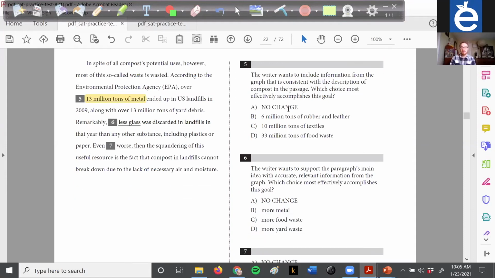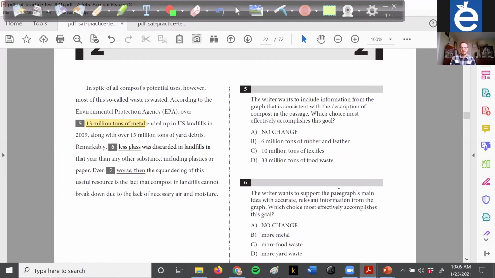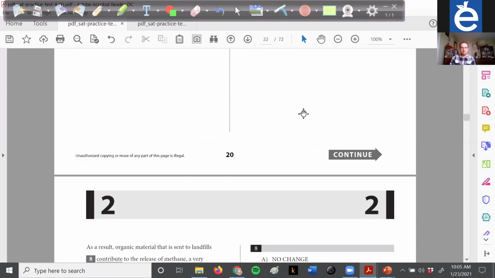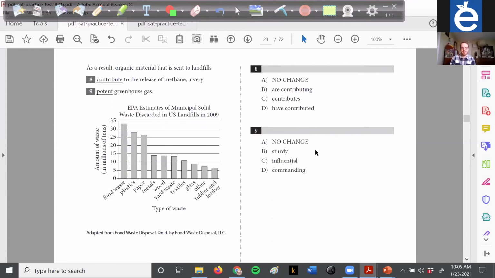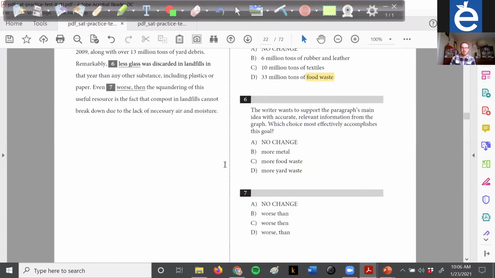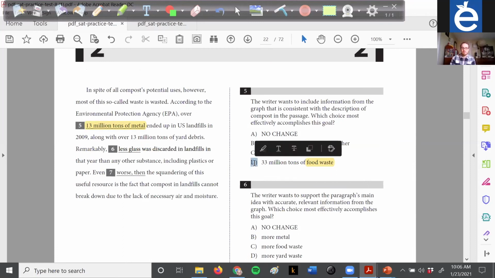Well, even without looking at the graph, our instinct is going to say food waste, right? But let's look at it just to know what it is we're talking about. Food waste is right here. And is it 33 million tons? Actual amount of waste in millions of tons. Lo and behold, right there, right between 30 and 35. D is where we got to go.